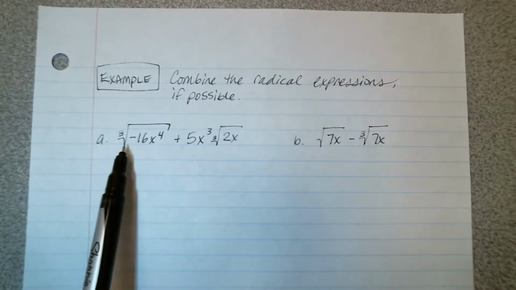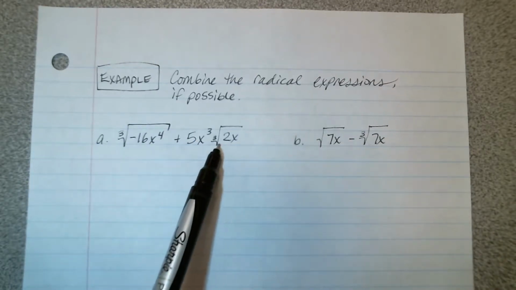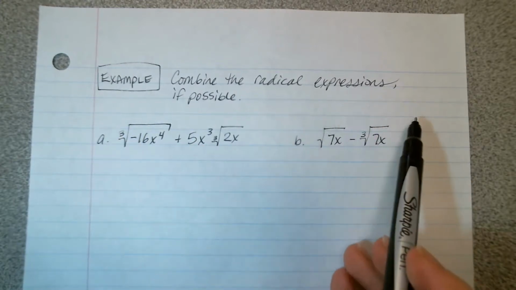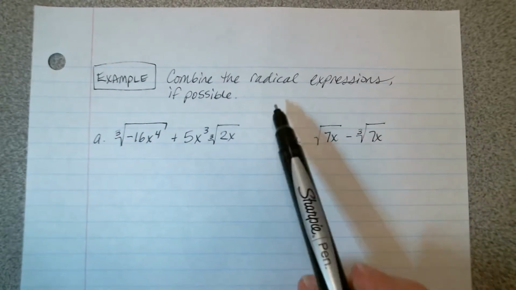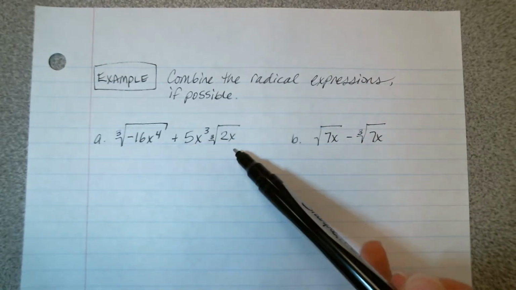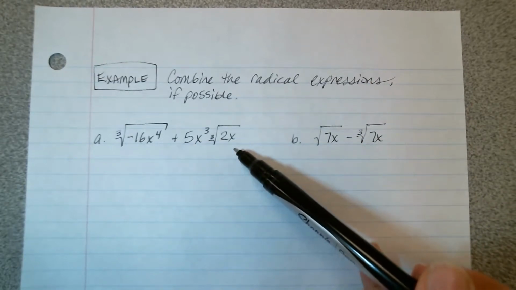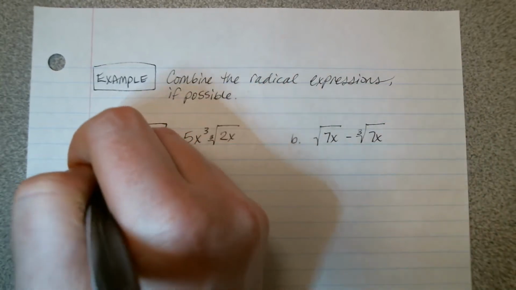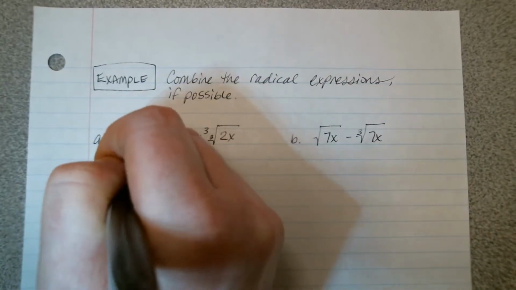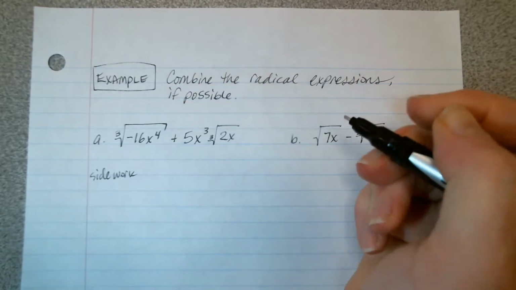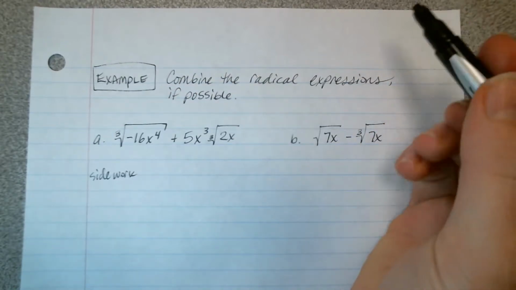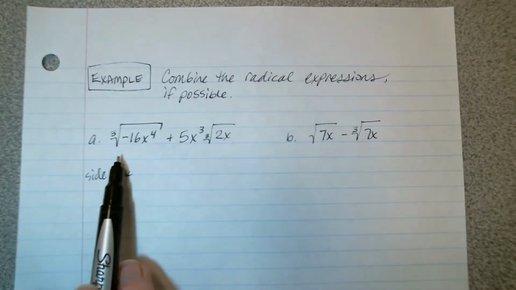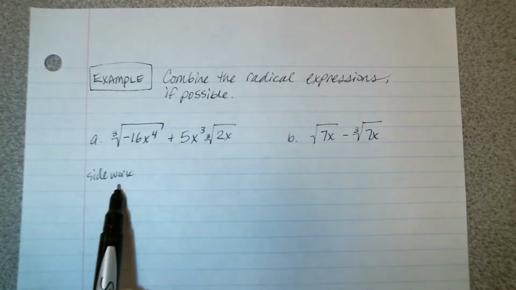So you can see that in example A, we have both cube roots here, but the quantities inside don't match. So what I need to do is simplify these radical expressions if I can and see if they really are the same. So I'm going to do a little side work here. And side work is great if you only want to work with one piece of your problem instead of the whole thing. So I just want to work with this first term right here.